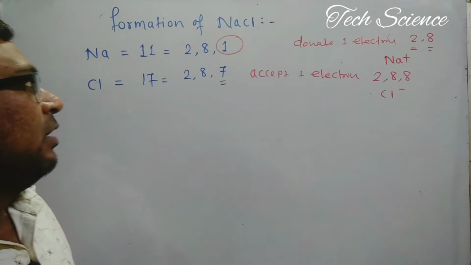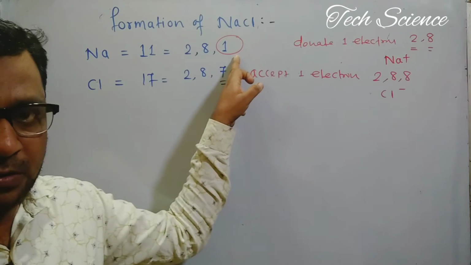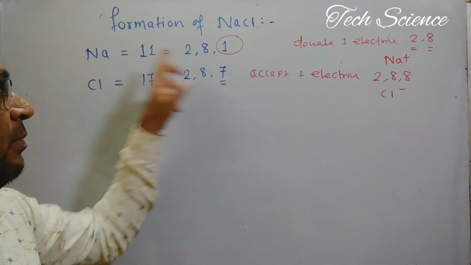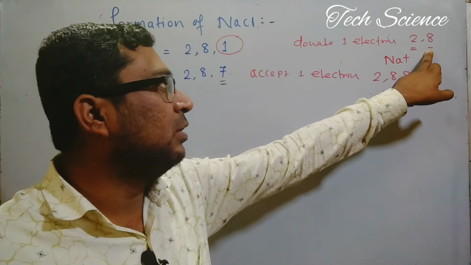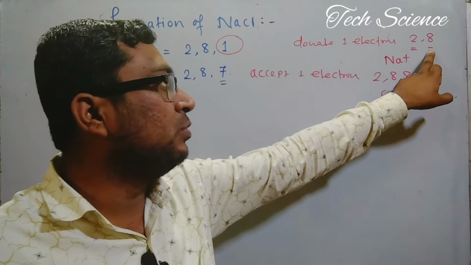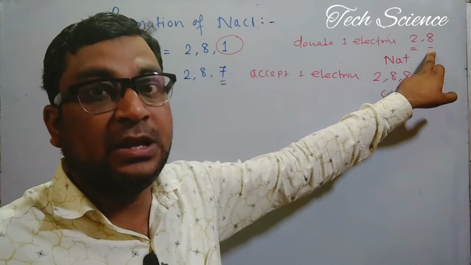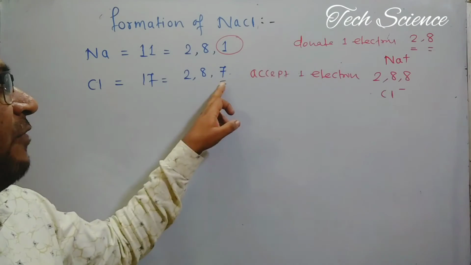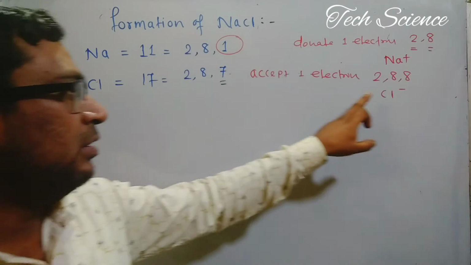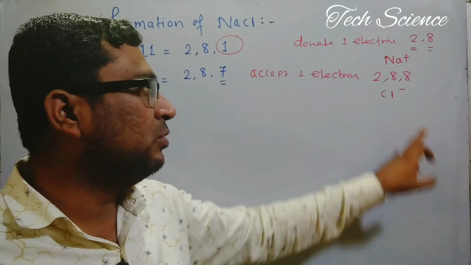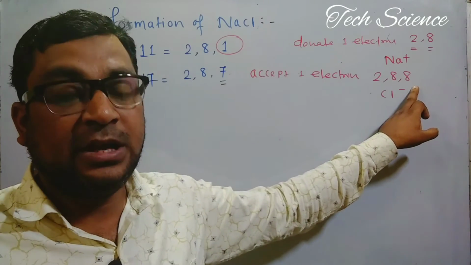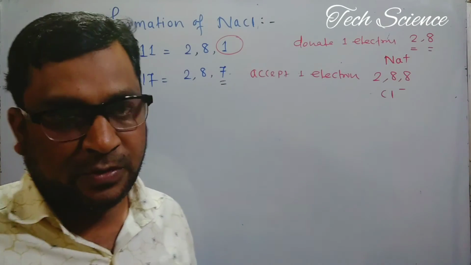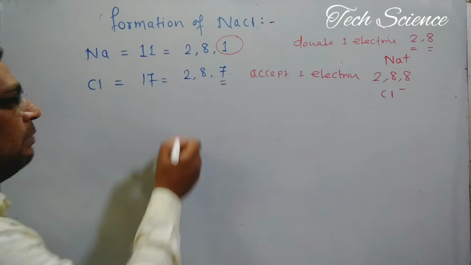So if you observe, after donating 1 electron from the outermost orbit of sodium, its electronic configuration is nearest to that of an inert gas element, like neon. And here the chlorine, after accepting 1 electron, also has a new electronic configuration. It is equal to the nearest inert gas element, for example, argon.